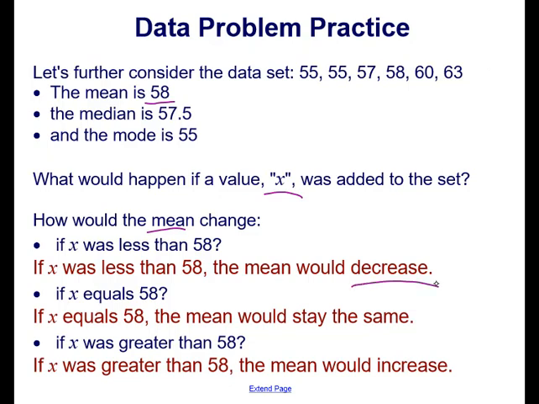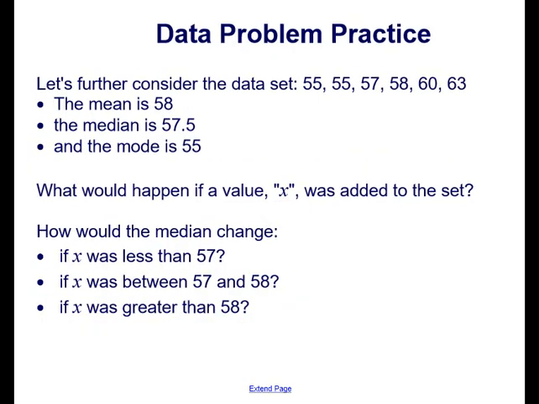If x was equal to 58, if it was equal to the mean, the mean would stay the same. And then if x was greater than 58, then the mean would increase, because now you're adding a larger value. Even though you're dividing by 7 instead of 6, you still would have that mean increasing.